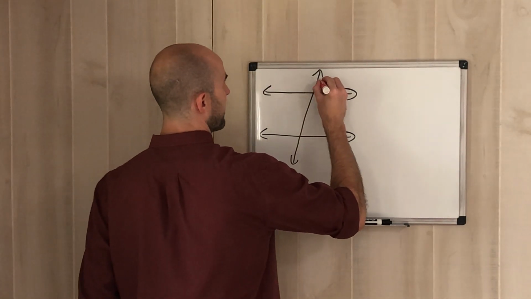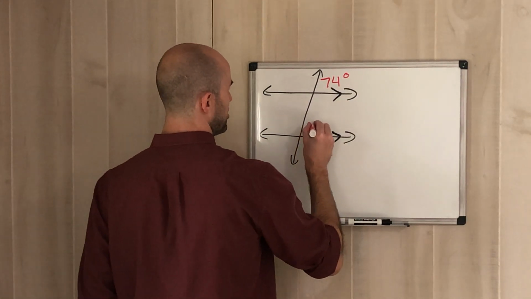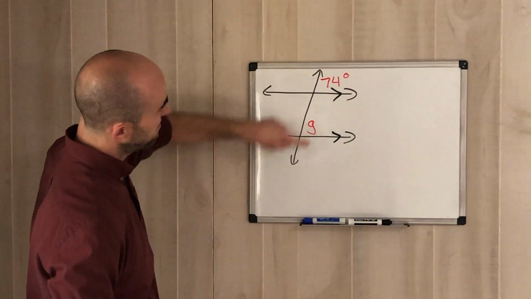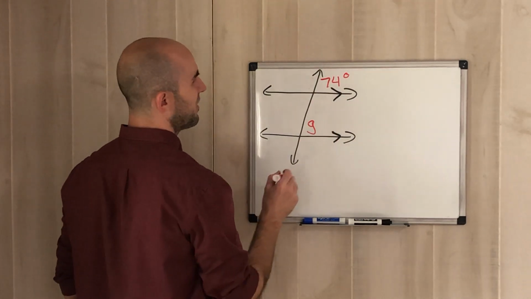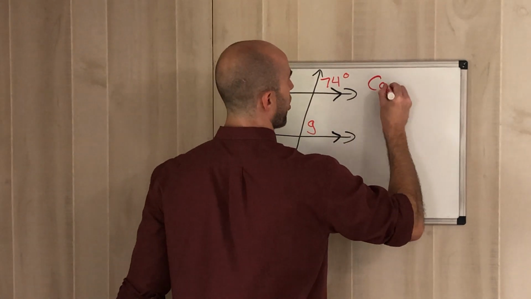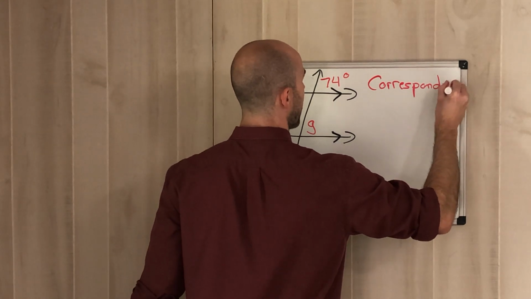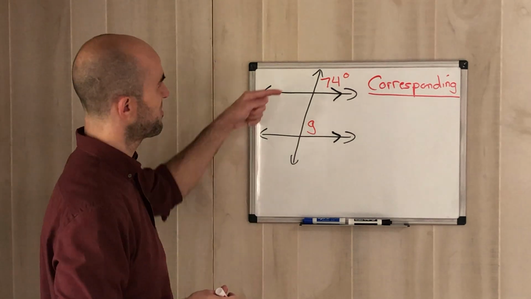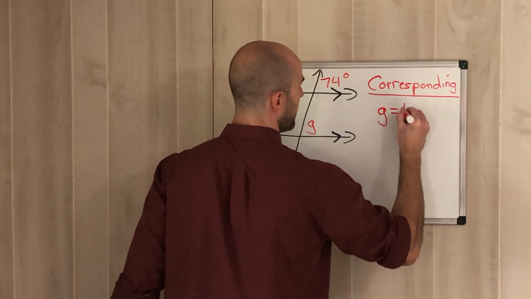Let's say that this one here is 74 degrees, and I want to solve for G. Again, let's look at the angles we have. They're both on the same side. 74 opens up, G opens up. So if they're both on the same side and both opening the same direction, we know they're corresponding angles. Corresponding angles are supposed to be congruent. They're supposed to be the same. So if that's 74, G is going to end up being 74.